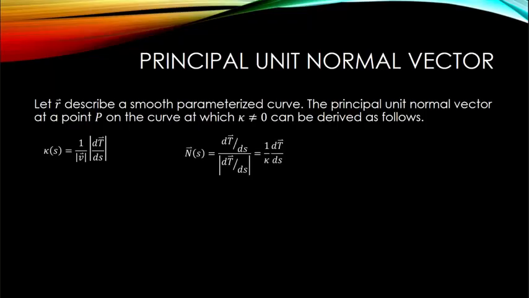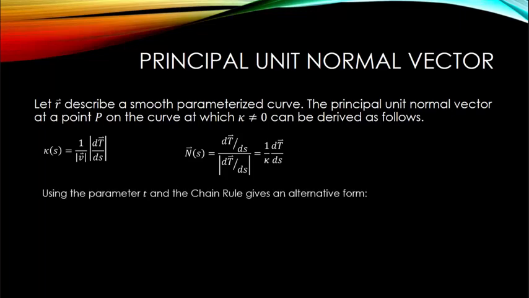Then my principal unit normal vector, capital N of s, will be given by the derivative with respect to s of the tangent vector divided by the magnitude of the derivative of the tangent vector with respect to s. We can write this as 1 over kappa times the derivative of the unit tangent vector with respect to s.